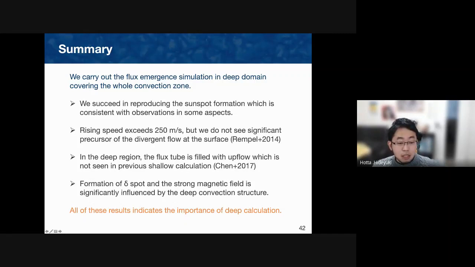And in the deep region, the flux tube is filled with upflow, which is not seen in the previous shallow calculation. The formation of the delta spot and the strong magnetic field is significantly influenced by the deep convection structure. So in this presentation, I want to emphasize that all these results indicate the importance of the deep convection structure, which is also important for the evolution of the photosphere. Okay, that is all. Thank you very much.